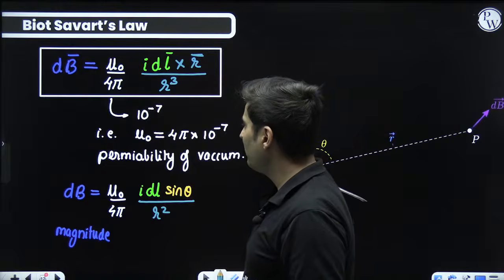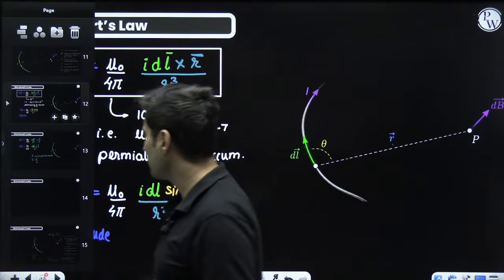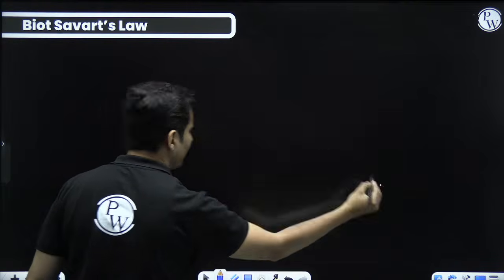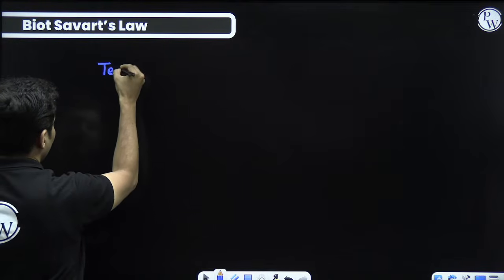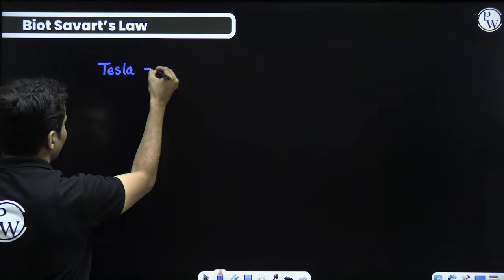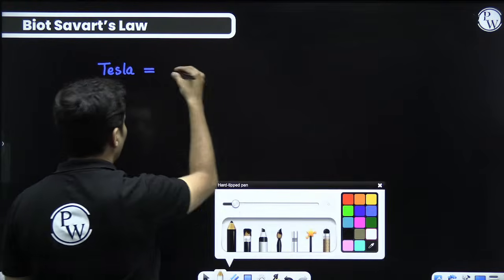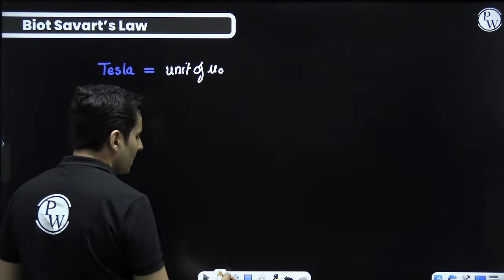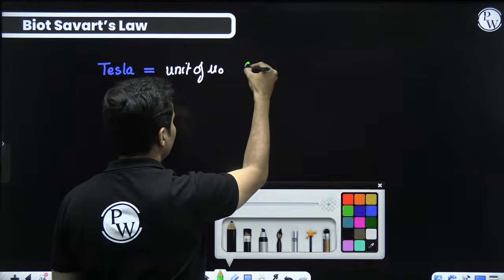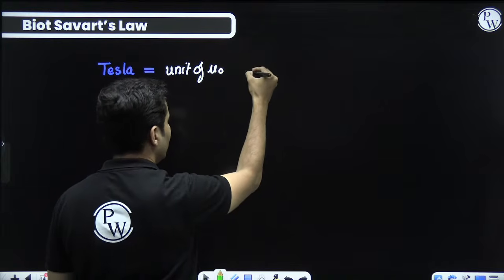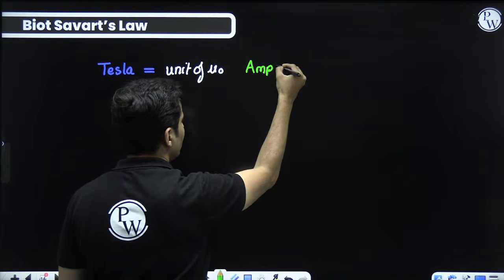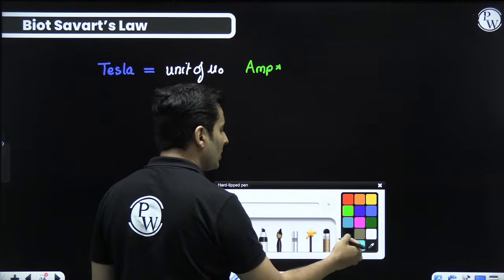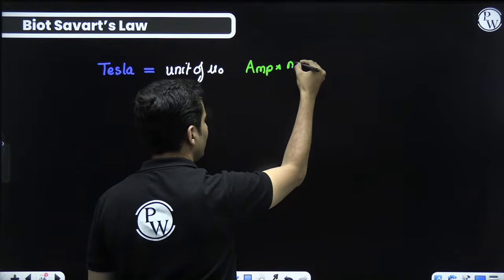So what's the unit of permeability? You can figure it out from here only. It's not that difficult. Say for example, on the left hand side, we have Tesla, right? Here we want to know what is the unit of mu naught. Then we have current, basically, which is measured in amperes. And then you have length, I dl cross, so you have meters also.